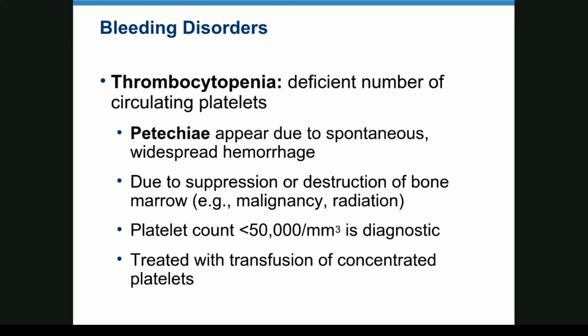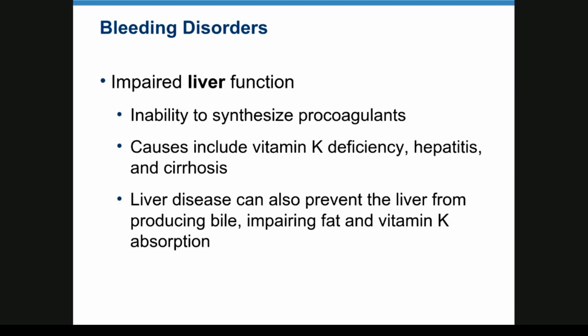Causes of thrombocytopenia: destruction of bone marrow, malignancy, or radiation. If the platelet count is below 50,000, that's diagnostic. You can give a transfusion of concentrated platelets. And this is one of the reasons they always do blood work before surgery, because if the platelet count or thrombocyte count is low, and you do surgery, your patient may bleed out, and that's never a good day.